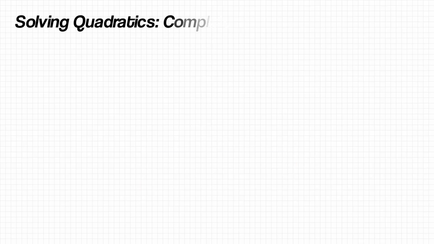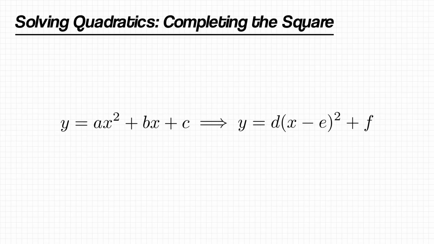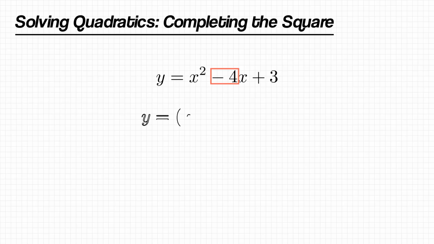We can also solve quadratic equations by completing the square. Completing the square means to rewrite a quadratic equation in the following form. To see how this is done, let's consider the example x squared minus 4x plus 3. To start, we take the coefficient of x, minus 4, and divide it by 2 to get the term that goes in the squared bracket.